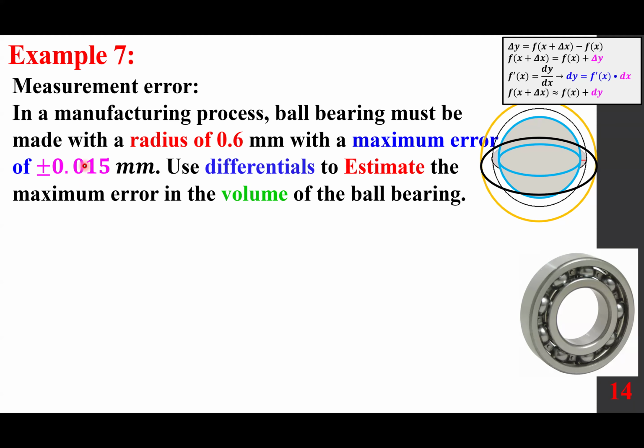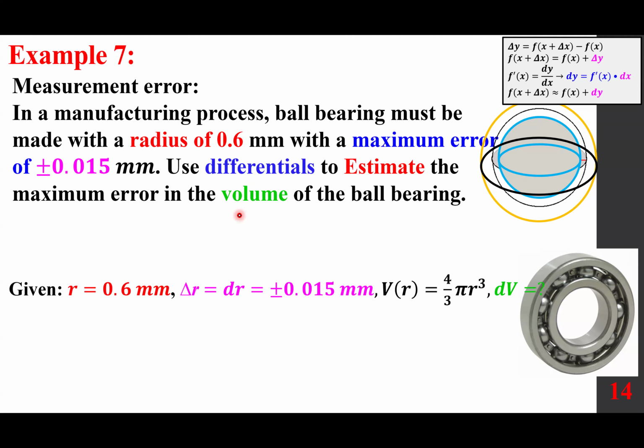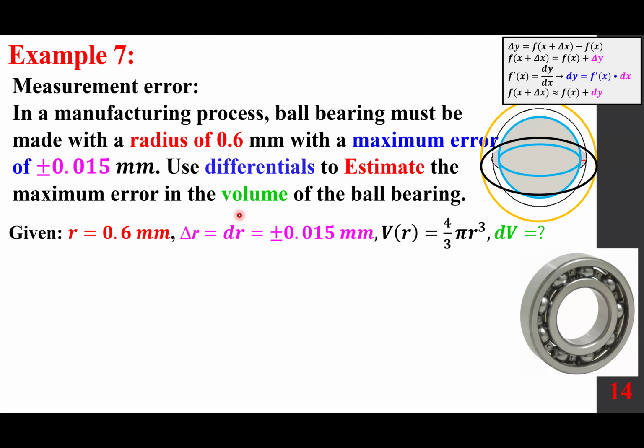The volume, as I said, follows the formula for a spherical shape, 4/3 pi r cubed. And we want what? Estimate the maximum error in the volume, dV. So that is the explanation of the question in mathematical symbols. For a question like this, you should be able to have a rough drawing of a sphere, know the formula for it, and then move on with that. So the volume is 4/3 pi r cubed, and we are looking for dV.